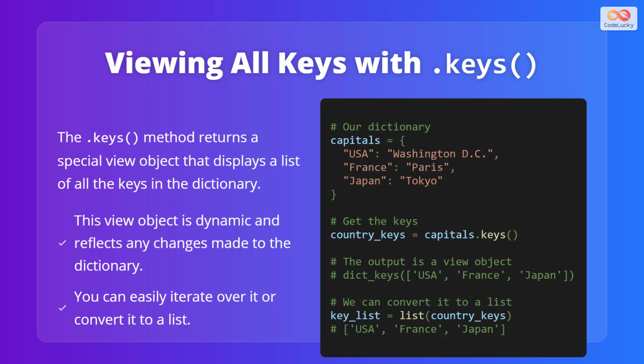Next up is the keys method. This method gives you a view of all the keys in your dictionary. It's not a list, but a special view object. This object is dynamic, so if you add or remove keys from the dictionary, the keys view will automatically update. This is really useful when you need to perform an operation on every key or check if a certain key exists.